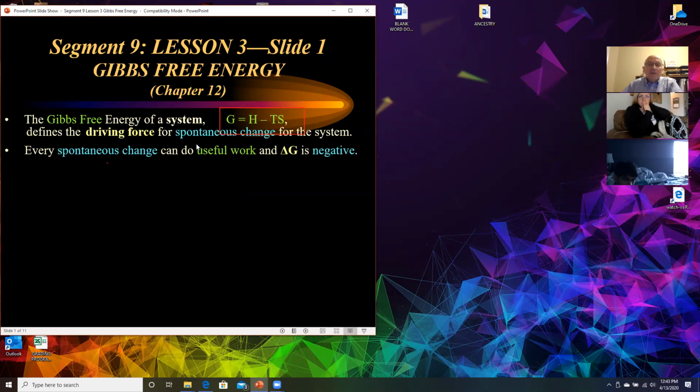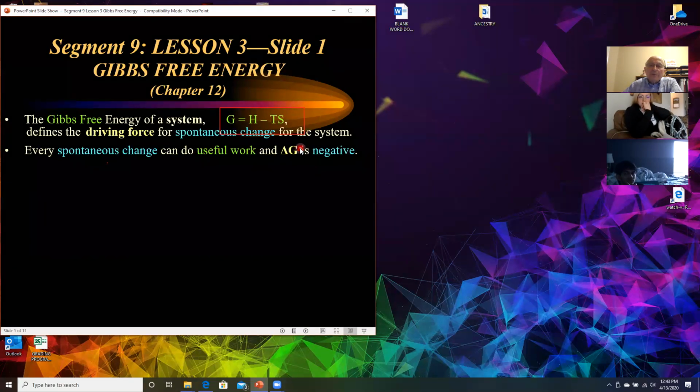That allows us to find the processes that will do useful work. If delta G is negative, the process can do work. So we're looking for those processes that have a negative value for delta G. If the process has a negative value for delta G, it can take place by itself. If it's positive, that process can't take place at all unless you somehow make it happen. It's not going to happen by itself. So every spontaneous change can do useful work.